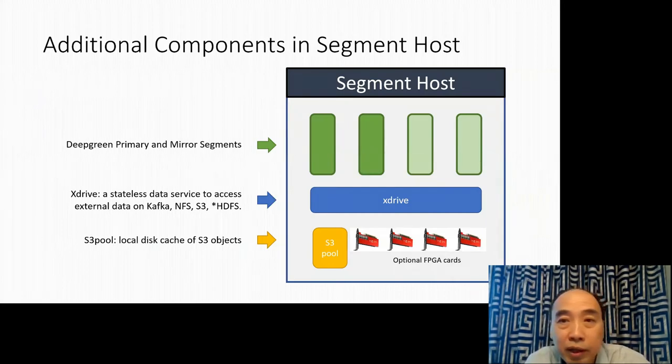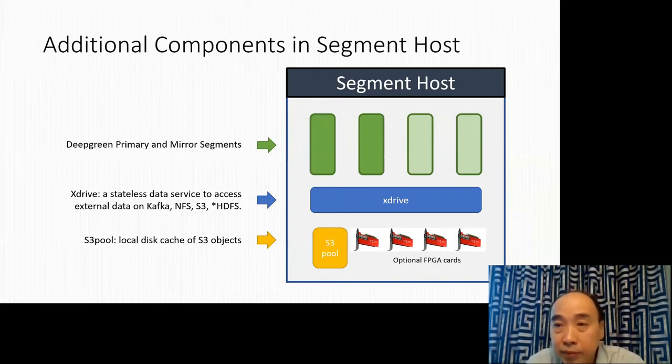In each segment host, we put in additional components. This is a blow up picture of the segment host. In addition to Postgres instances for primary and mirror segments, we have something called xDrive. It's a component that we put in for connectivity. These primary segments will connect to xDrive, which will then connect to the S3 pool or these FPGA cards. The thing to take away is that it is stateless. There's no concept of transaction, but you can connect to it and get data.